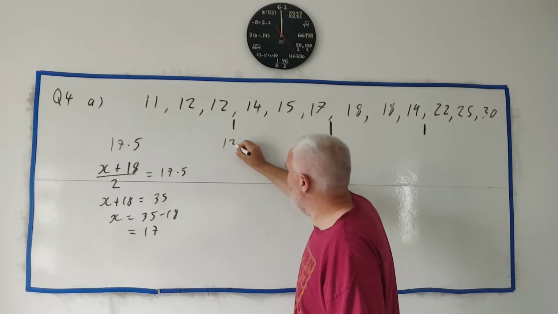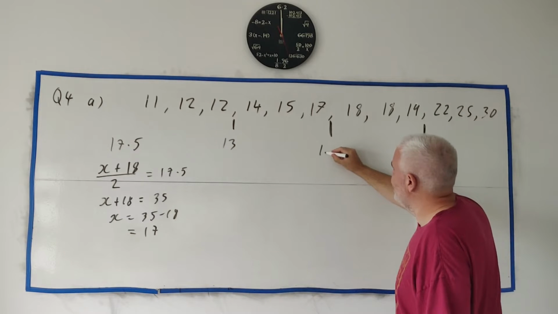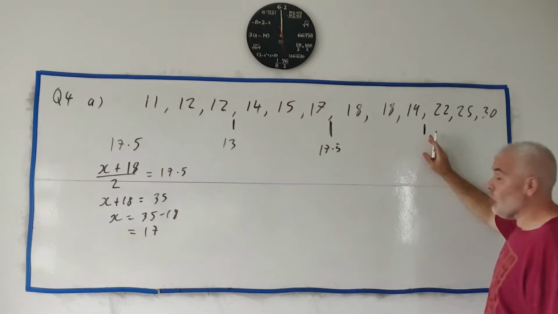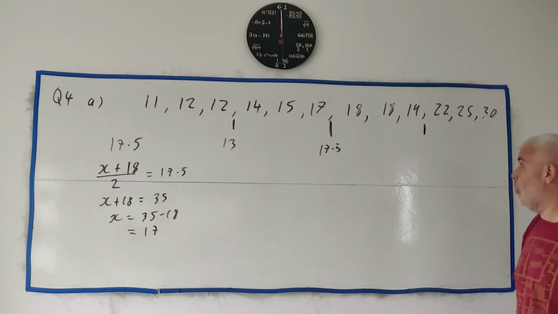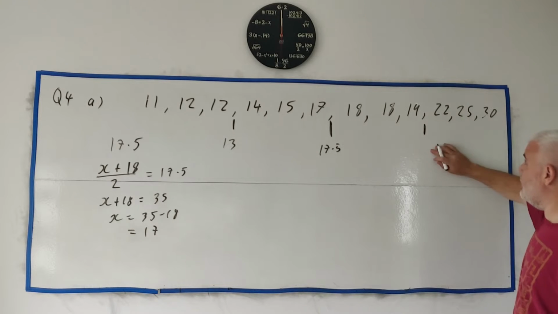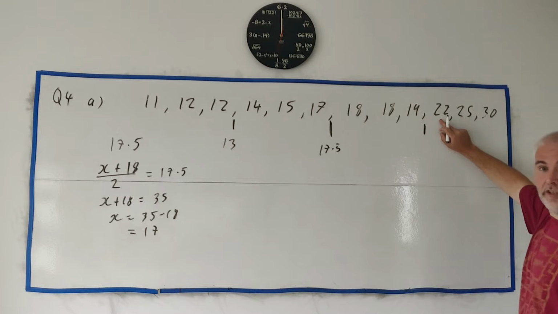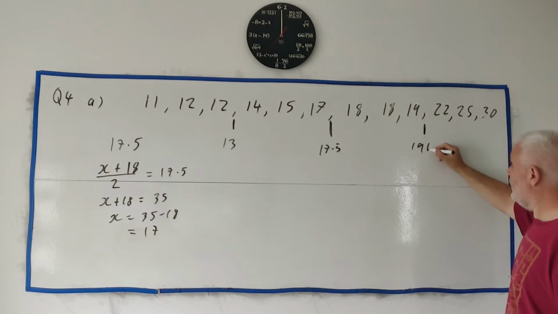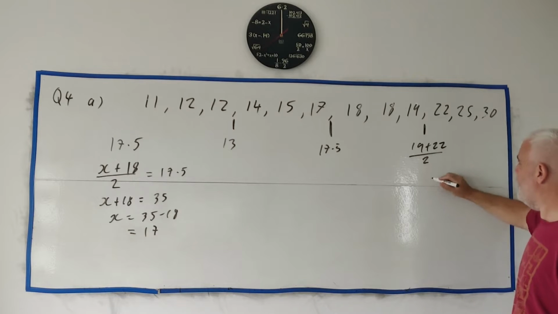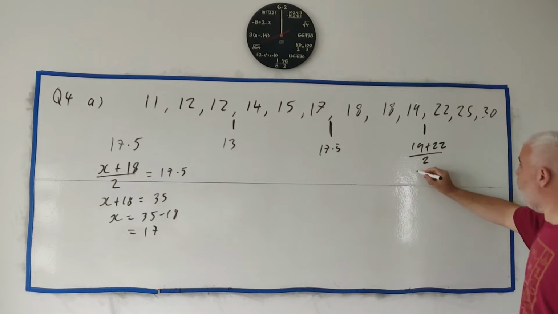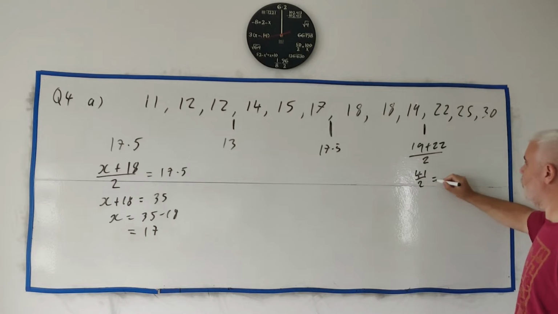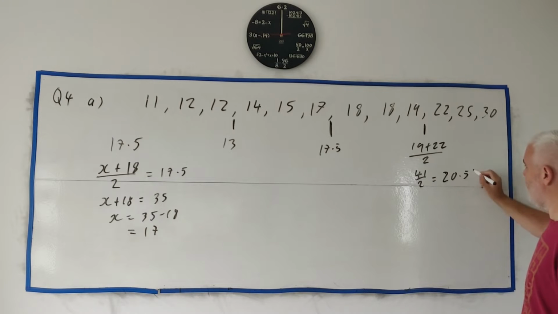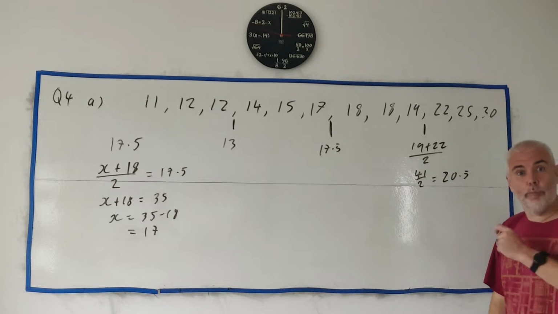This quartile here is 13. This median here is 17.5. And this upper quartile, which is important as well, is the middle of these two. 19 plus 22 divided by 2. So, well, let's write all that down. 19 plus 22 divided by 2. That will equal 41 divided by 2, which is equal to 20.5. That's the upper quartile.